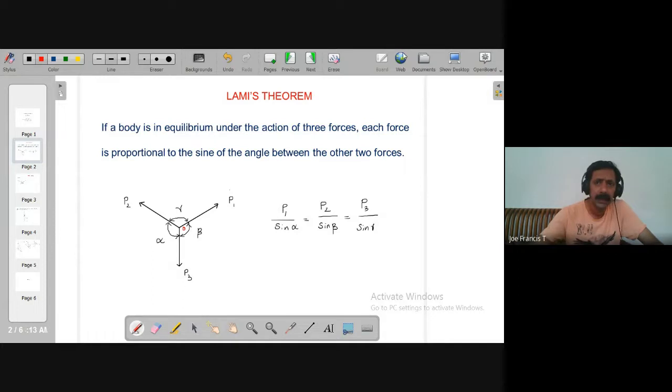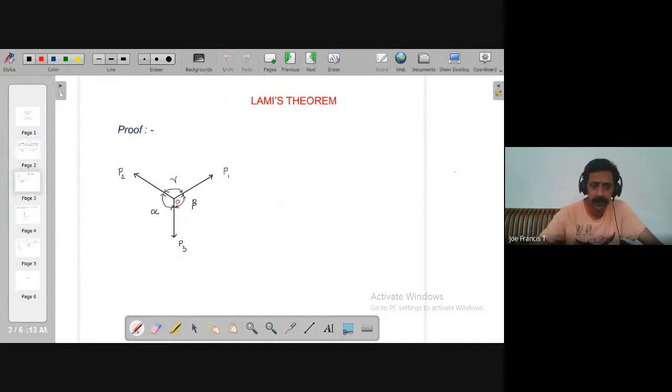There can be a simple proof for Lami's theorem. It's based on sine rules for triangles. Now you know that if there are three concurrent forces in equilibrium, then if you represent these forces as vectors, it should form a closed triangle. So if we try to represent these three forces as vectors, right? Let's have a try.